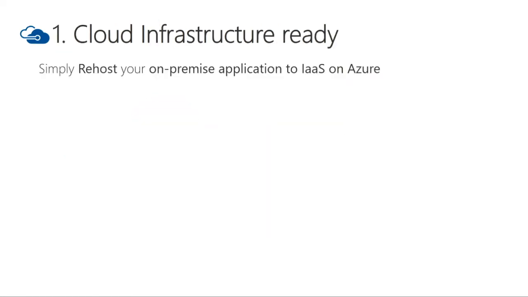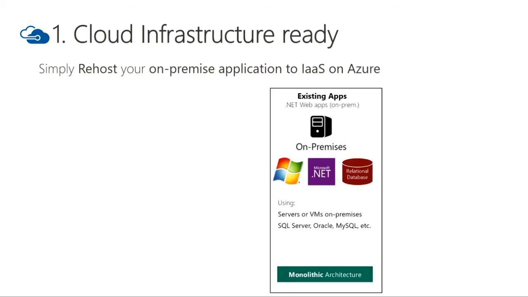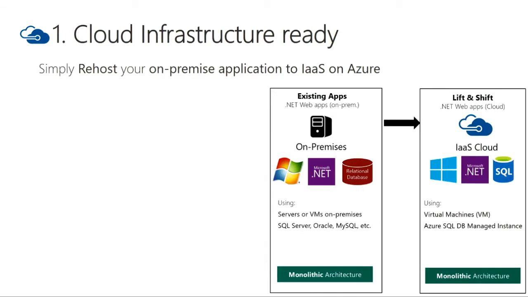So as the name suggests, cloud infrastructure ready is really about simply rehosting your on-premise application to IaaS on Azure. IaaS on Azure here means VMs on Azure essentially. So you have your existing app, and you want to rehost this in an IaaS cloud. And to be honest, there's a lot of good things about this approach.